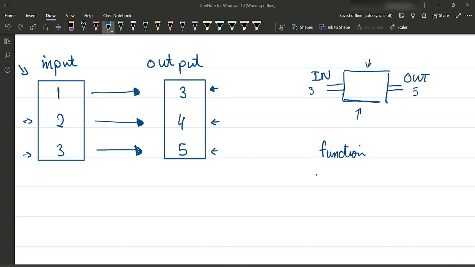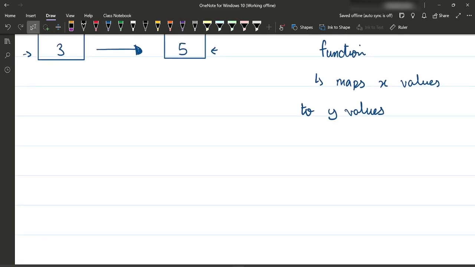And a function is anything that maps x values to y values. Now you may ask why x and y. That's just what is usually used. When we have our coordinate axes, we use x here, we use y here. That's just how the standard variables are. You could use m, n, any variable actually. It depends on you, but usually we use x and y.